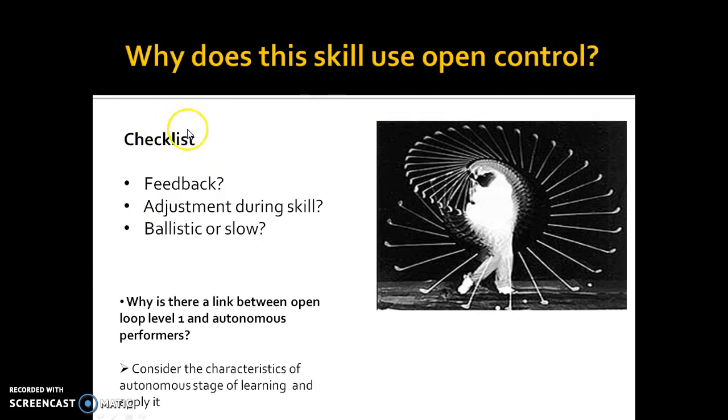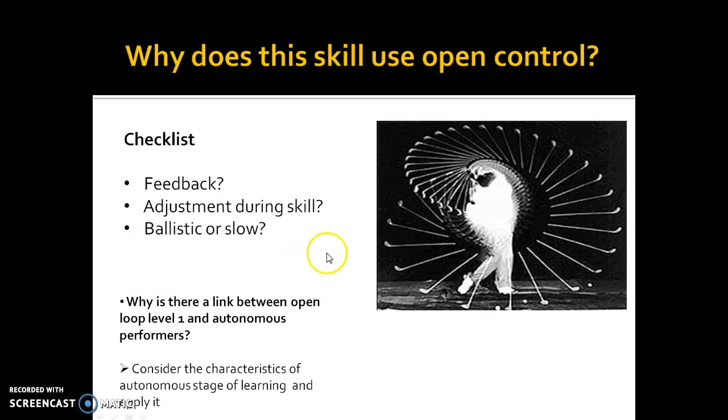Open loop control will be your next heading on your core notes. So feedback: no feedback can be used during the skill. Therefore, because you can't use kinesthesis during the skill, no adjustment can be made during the skill. Also, this is used for ballistic skills. So this FAB is going to be your acronym: feedback, adjustment, ballistic. Is it used for ballistic or slow skills? We've already said ballistic and fast, because we're going to use the example of a golf swing.